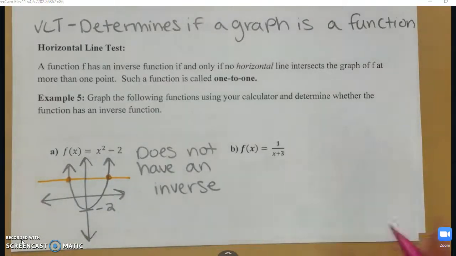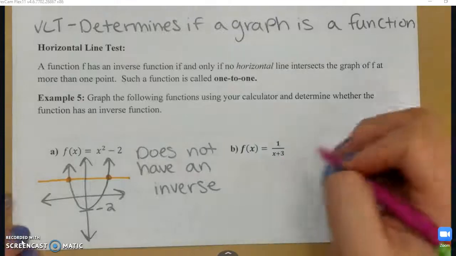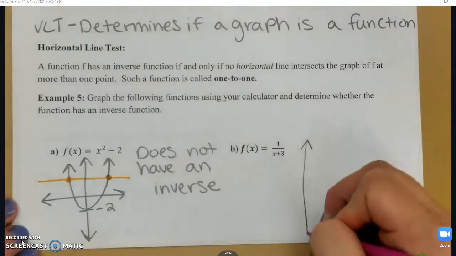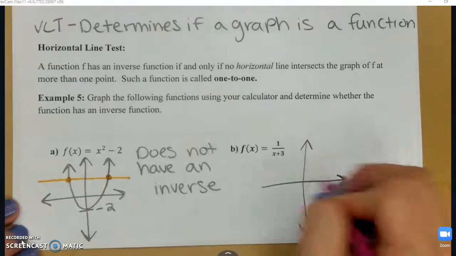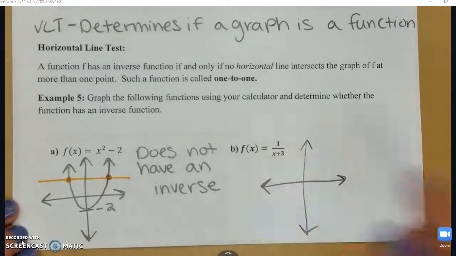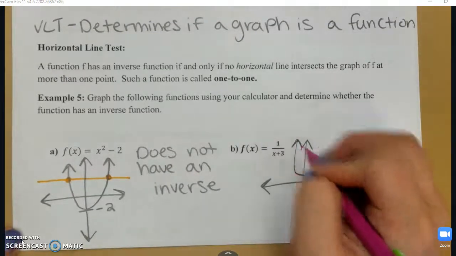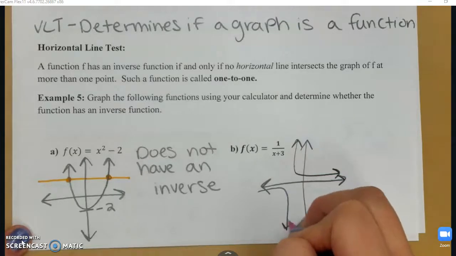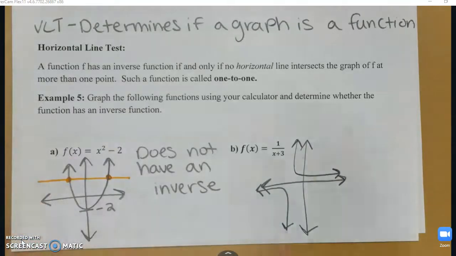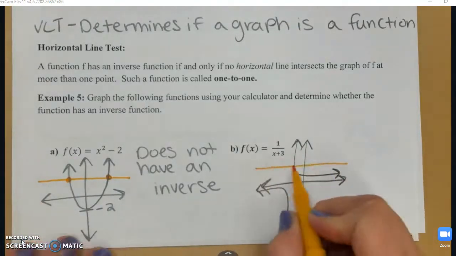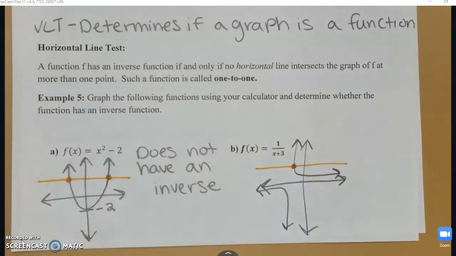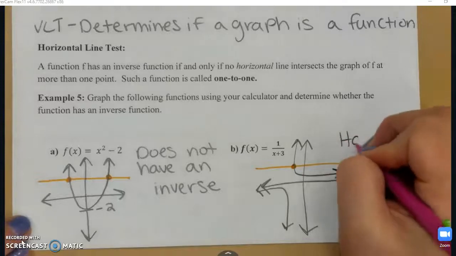Let's look at B. This is our rational parent function, and it's being shifted to the left. We're going to learn more about transformations later. It's actually being shifted to the left 3, not 4, I apologize. What it's going to look like is our rational parent function just moved over. And if I draw a horizontal line through this graph, it's only going to touch once. So it passes the horizontal line test, and it does have an inverse.